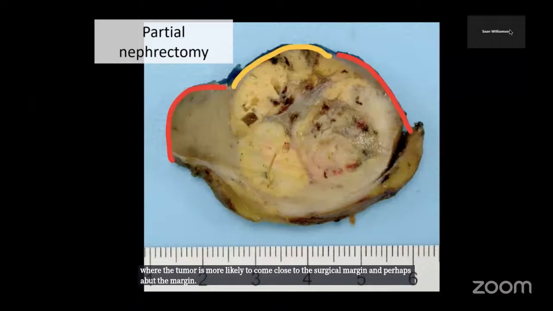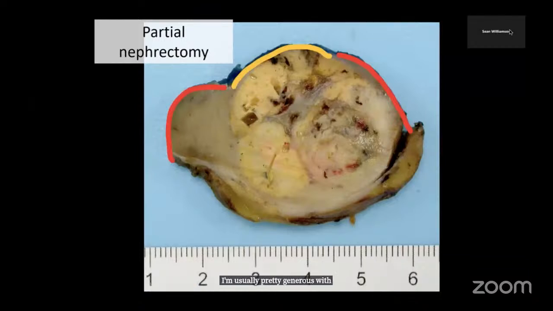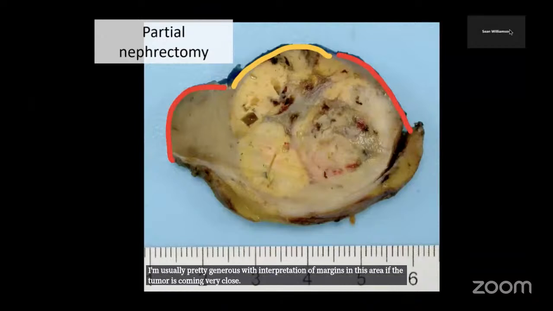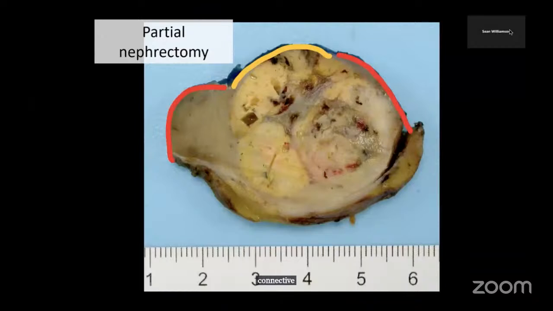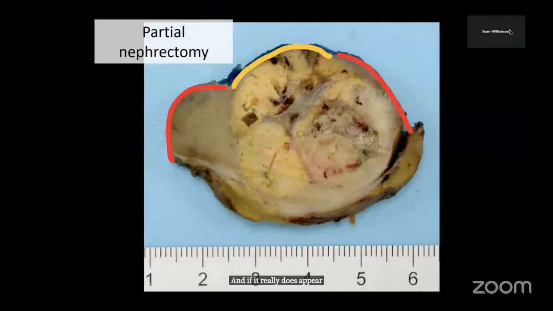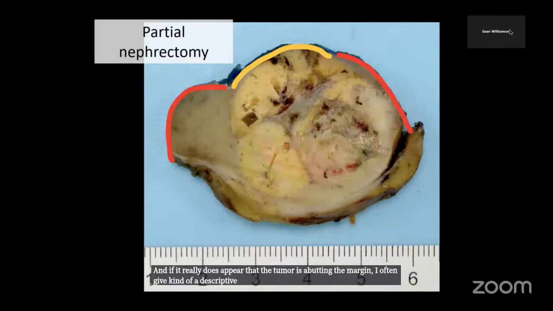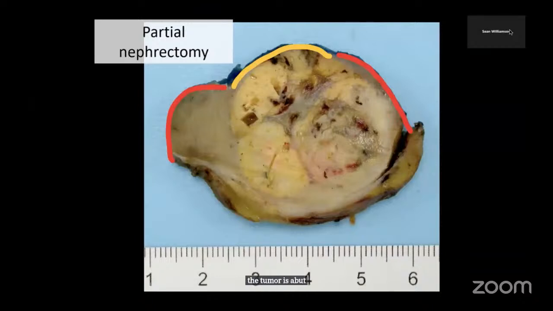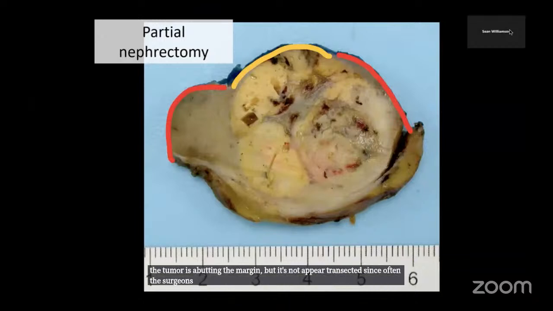to come close to the surgical margin and perhaps abut the margin. I'm usually pretty generous with interpretation of margins in this area. If the tumor is coming very close, but there's even a wisp of connective tissue around the tumor, I usually would interpret it as a negative margin. And if it really does appear that the tumor is abutting the margin, I often give a descriptive comment that the tumor is abutting the margin, but does not appear transected, since often the surgeons can appreciate that there's nothing underneath once they've removed the tumor.